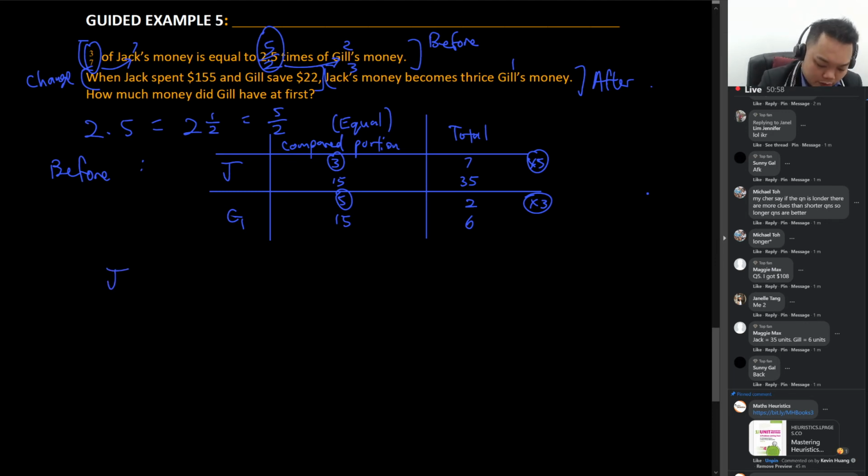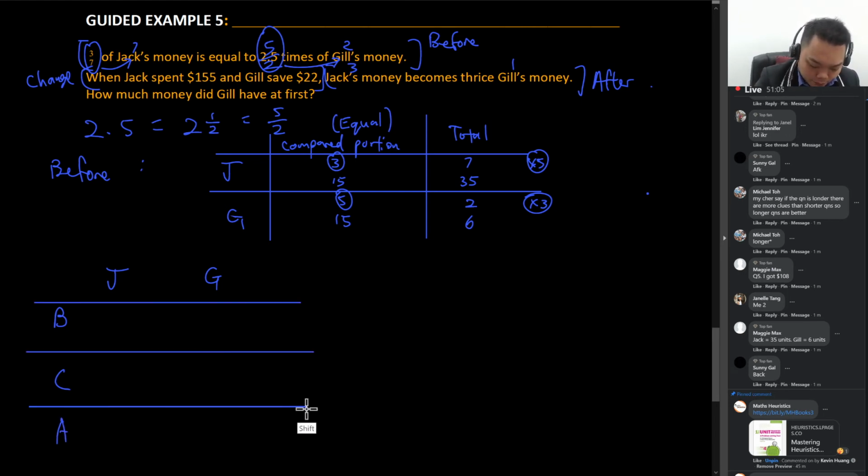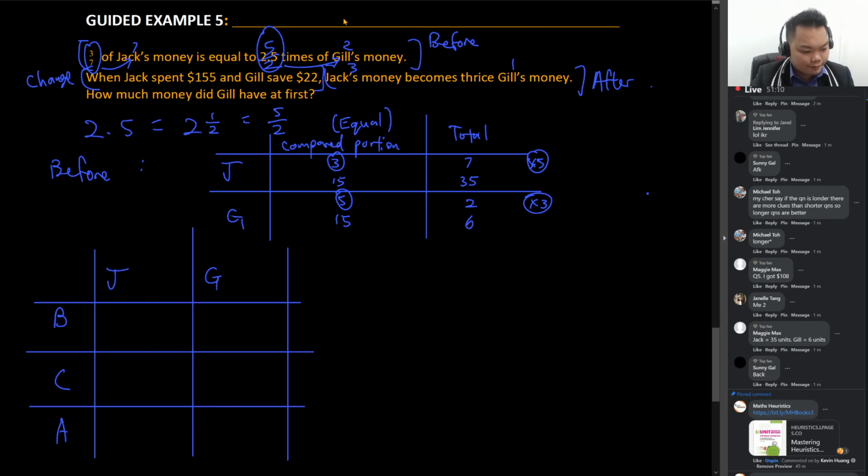So with this in mind, we can proceed to analyze it using the before and after table. Okay, so now that we got that ready, we can just plug those in. Okay, 35 and 6 first. Then now we list out the change. Jack spent $155 and Gil saved another $22. Jack's money became 3 times that of Gil's money.